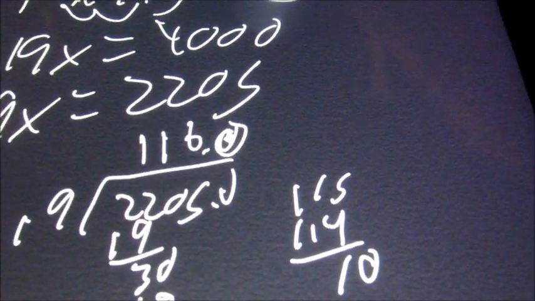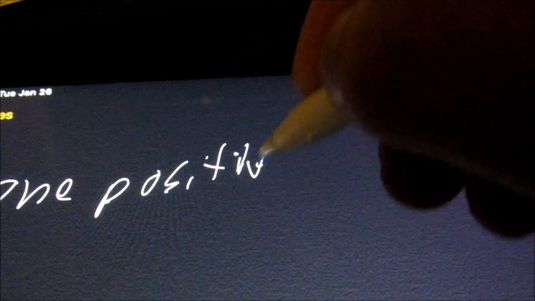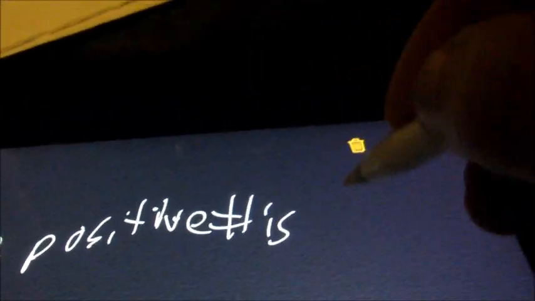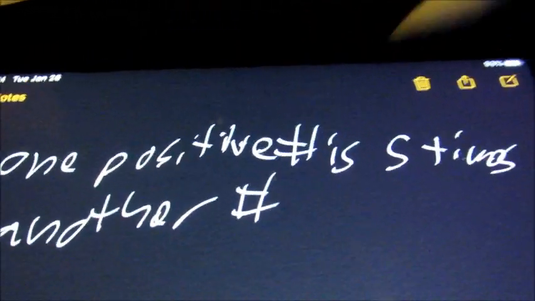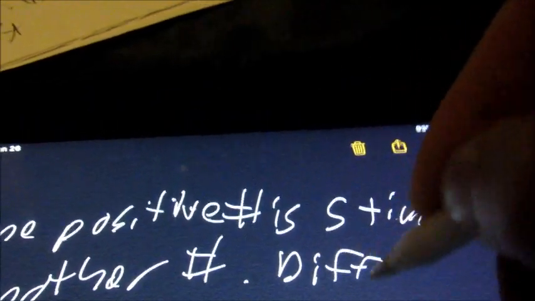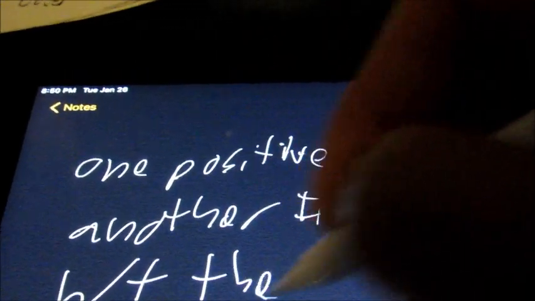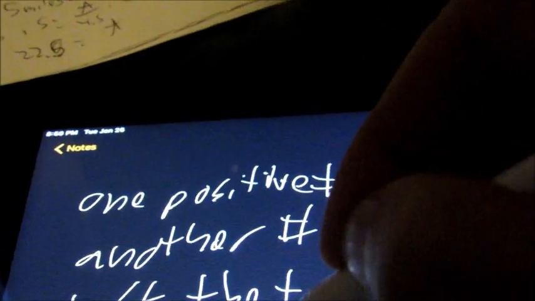Next, let's say one positive number is 5 times another number. The difference between the two is 1520. Find them.